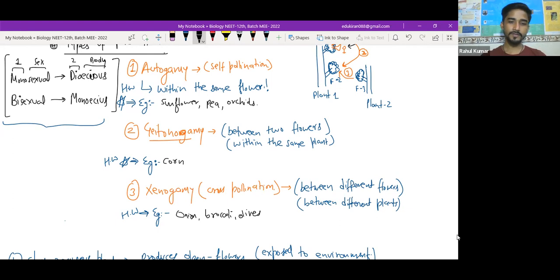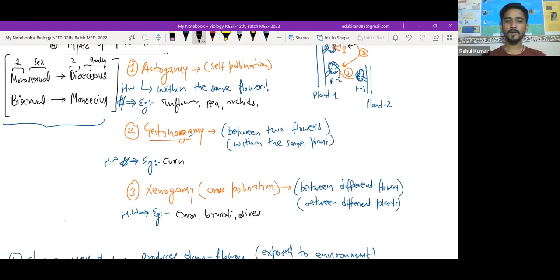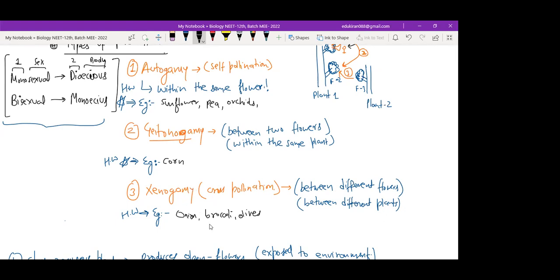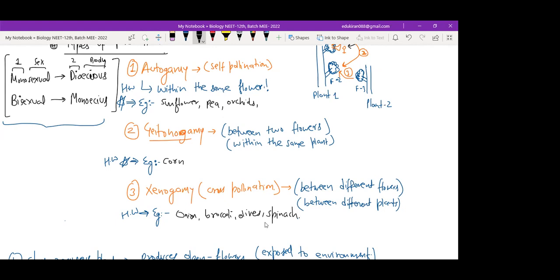Let's also go to Nora. She also has some examples. Nora, what are your examples for autogamy? Sunflowers, orchids, and peas. Same. Okay. And for geitonogamy, corn. What are your sources? Are both of you searching the same source somehow? And xenogamy, Nora? Onions, broccoli, spinach. Now, where did you find this from? Sir, it's just a common example which you can find everywhere.